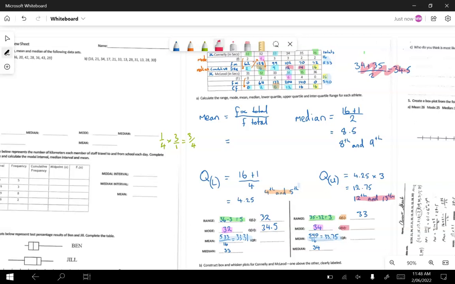What else do we need? We need upper quartiles. So we need an upper quartile for McLeod. We're looking for the 12th and 13th. It's going to happen to us again. Look, the 12th and 13th score. So now we're going halfway between 34 and 35 again. 34 and a half.